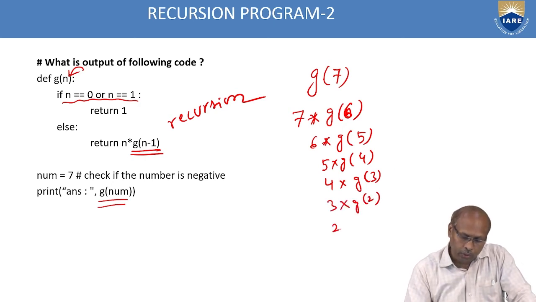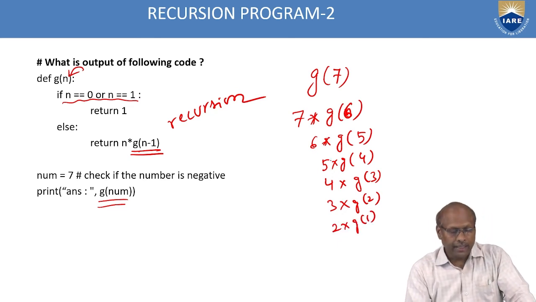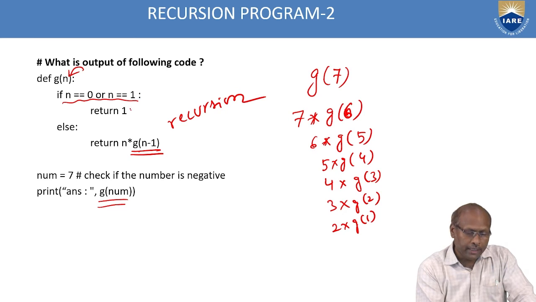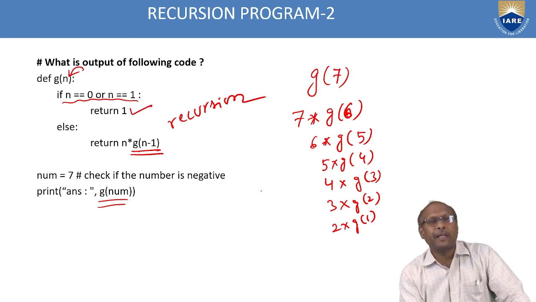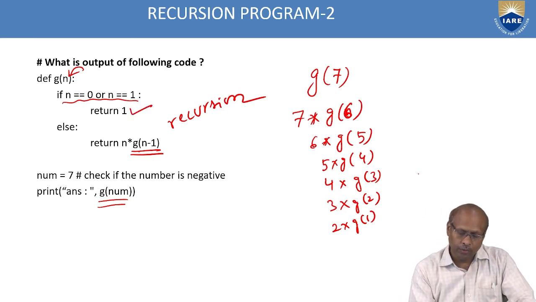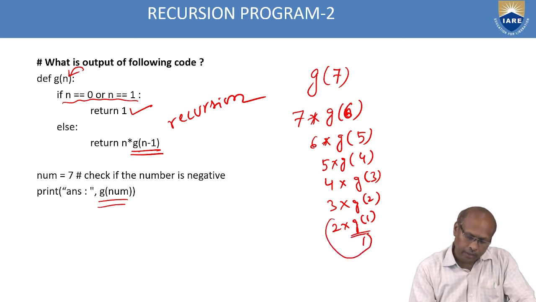Again 2 into g(1). So until 1 it goes there. Whenever n becomes 1, return 1. So this condition is satisfied, and it returns 1. So 2 into 1, how much? 2. So that 2 will be returned. So this value becomes 2. So 3 into 2, how much?